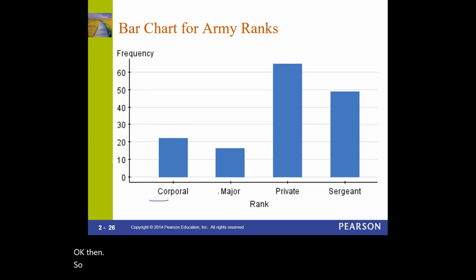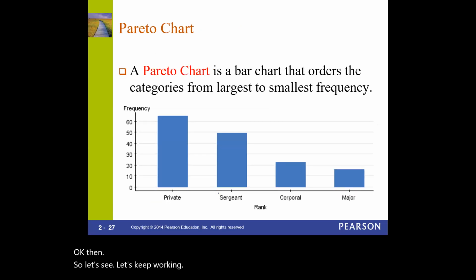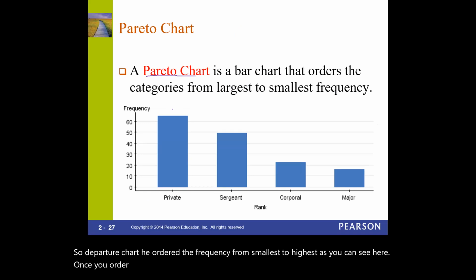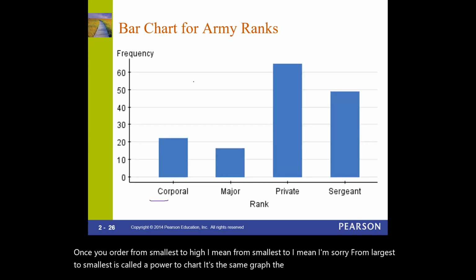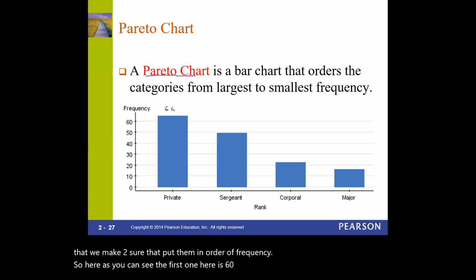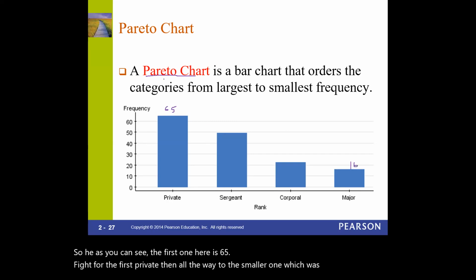So let's keep walking. Here there's also something called a Pareto chart. The Pareto chart orders the frequency from largest to smallest. It's the same graph; the only difference is that we make sure to put them in order of frequency. As you can see, the first one here is 65 for private, then all the way to the smaller one, which was 16. This is called a Pareto chart.